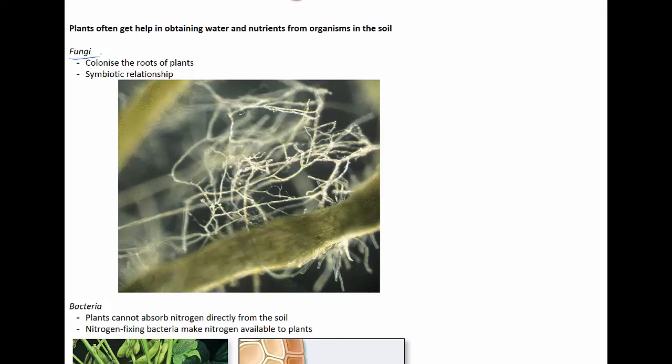So you can see those. Here is the root of a plant, and coming off that root, you can see all these fine filaments, which are effectively just extending the root system of the plant itself. In particular, phosphorus is poorly soluble in water and does not move easily across the roots of plants. So the fungi increase the absorption of phosphorus by plants.